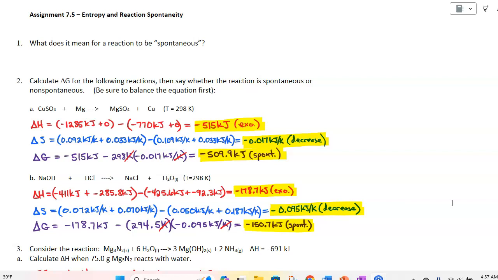The example we used in class of non-spontaneous would be like baking cookies in the oven, where as soon as you stop pushing that process along, it stops. So that would be non-spontaneous. So spontaneous would just be the opposite.